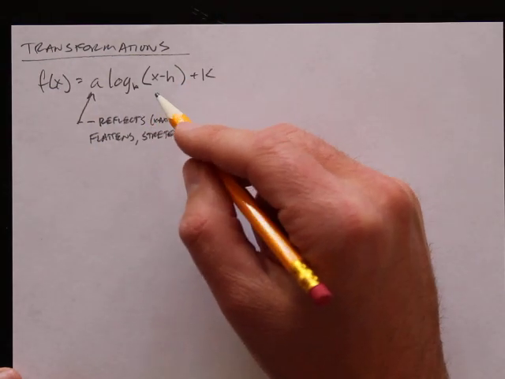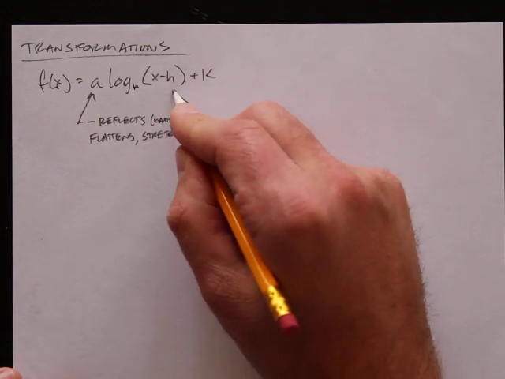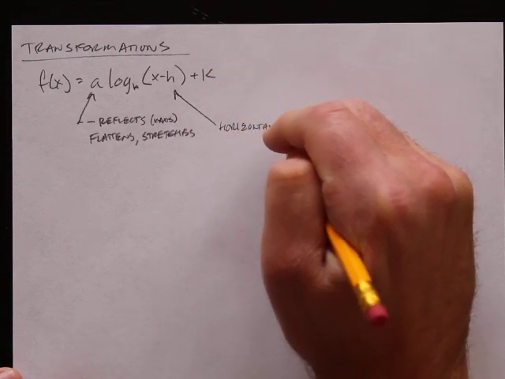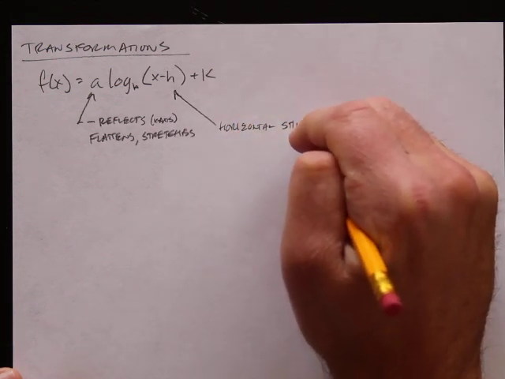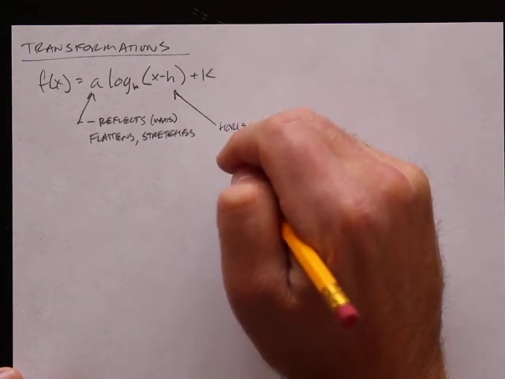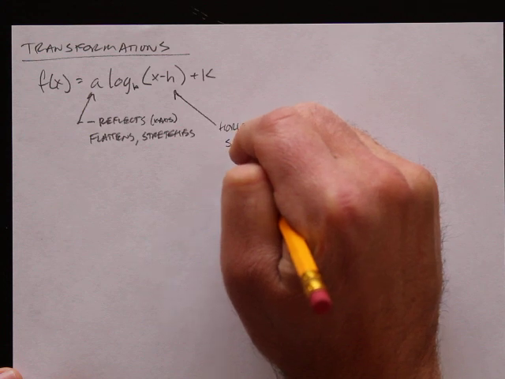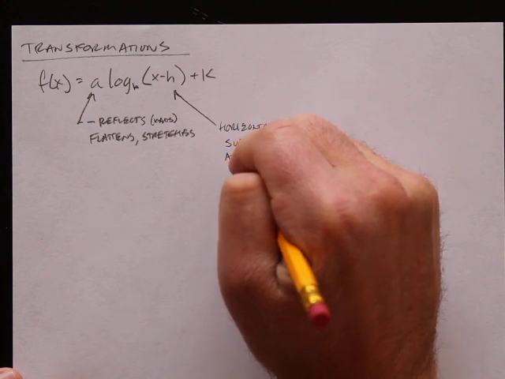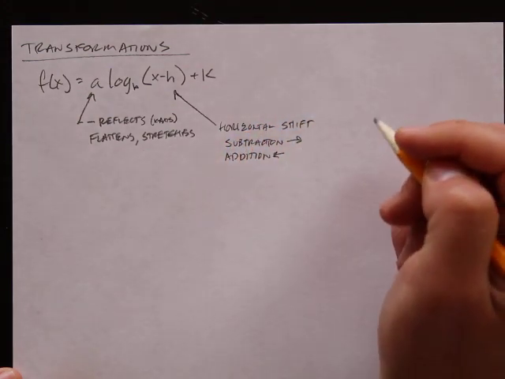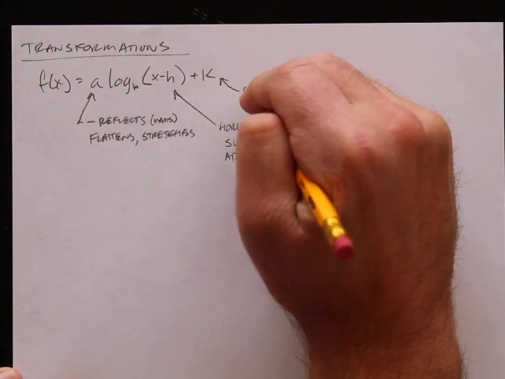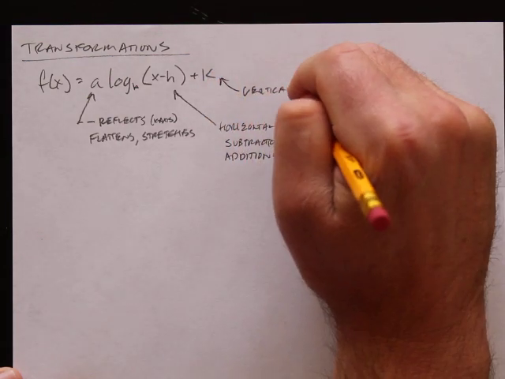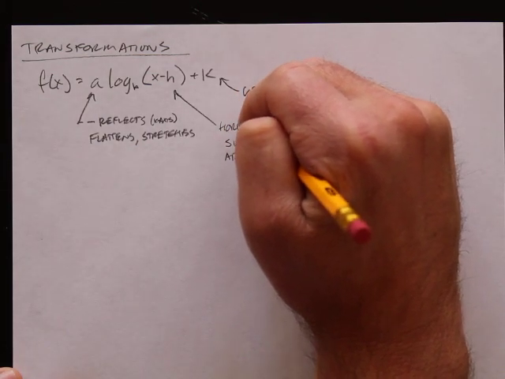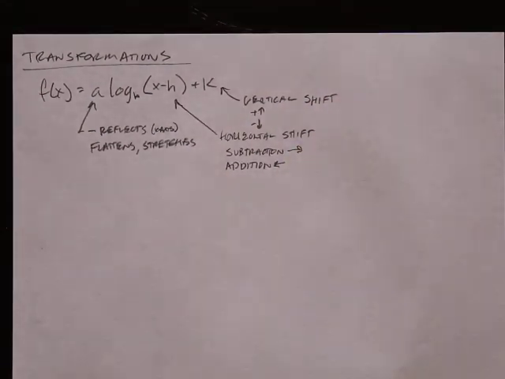Okay, x, here we go. The x minus h here, that's the horizontal shift. So subtraction goes to the right, addition goes to the left. k is the vertical shift. Okay, vertical shift. And so positive goes up, negative goes down. So those are your transformations here.